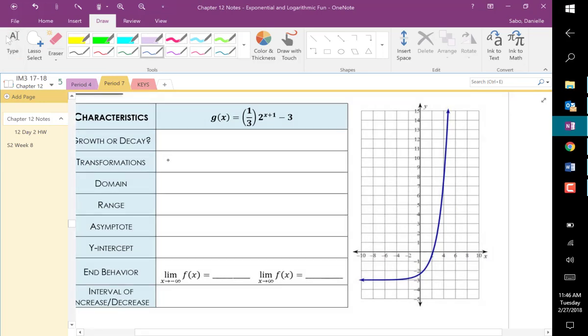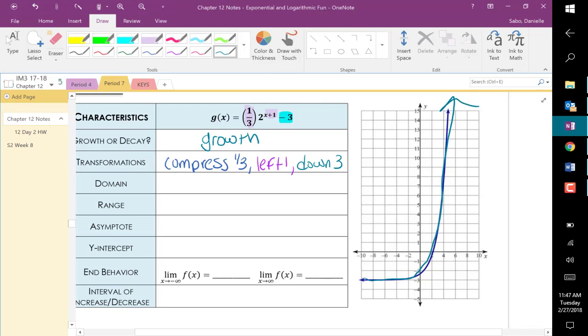This would be compressed, so I have compress here by 1/3. What else is going on? Left one. Yep, I am going left 1. And what else? Down 3, and down 3 in green. Nope. The only thing that's opposite is the exponent, the left and right. Originally you would think going positive would be going right, but really it's going left. Am I growing or decaying when I read the graph left to right? Good, growing. You see how it grows up, up, up.